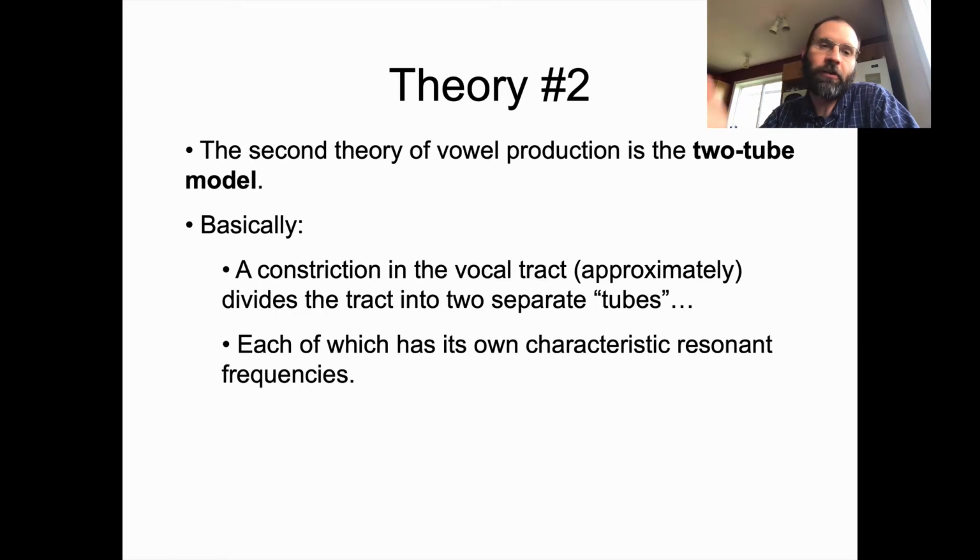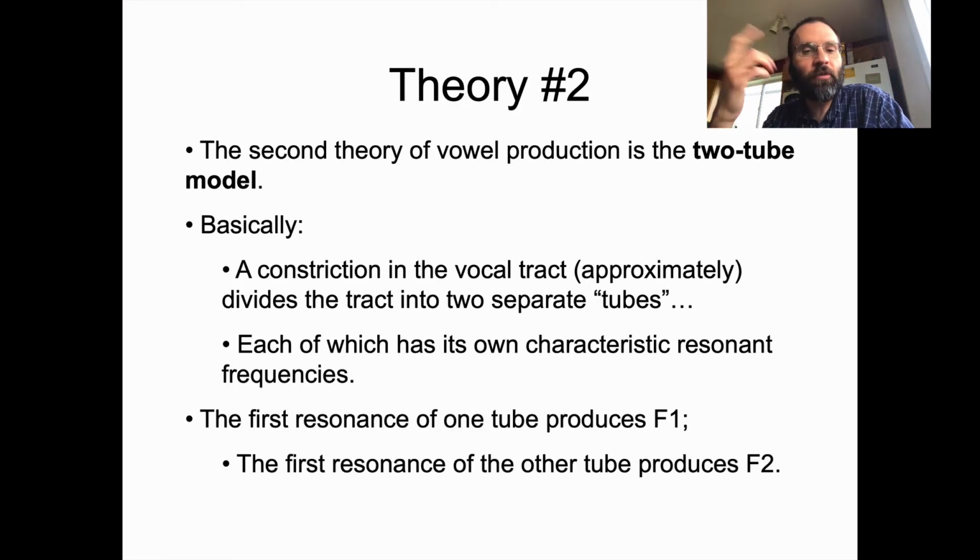So the two-tube model holds that if you make a constriction in the vocal tract, then it kind of approximately divides the vocal tract, the whole thing, into two separate tubes. And then each of those individual tubes, which are parts of the bigger tube, has its own characteristic resonant frequencies. You can calculate what the formant values are separately for the individual tubes, and then you kind of have to put them back together to get the accurate picture of the whole once you're done.